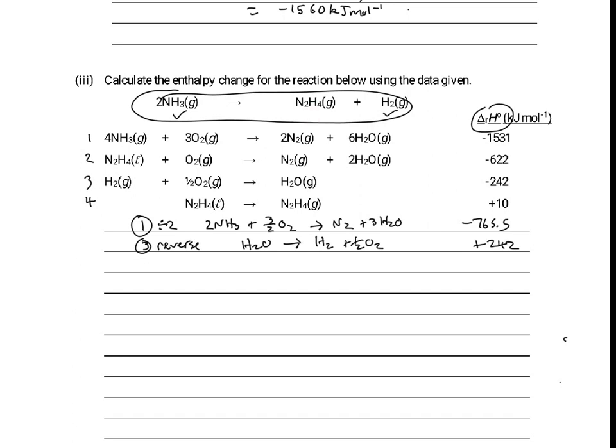The last thing we want is N2H4 gas. Okay, so looking down, the only equation that contains N2H4 gas is this last one here. 2 doesn't count because that's a liquid. We can only use this one. So we're going to take number 4. We want 1 mole. We've got 1 mole. We want it on the right hand side. It's on the right hand side. So we can just write that equation as it is.